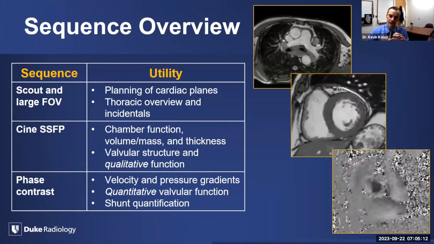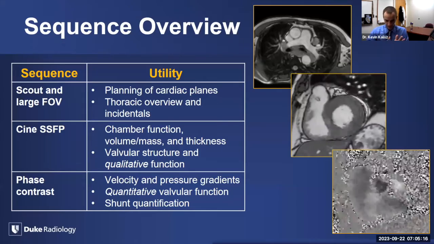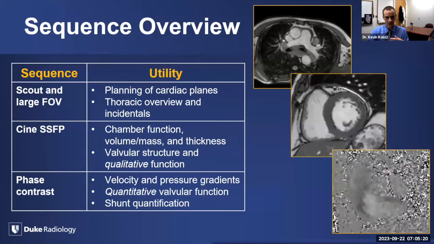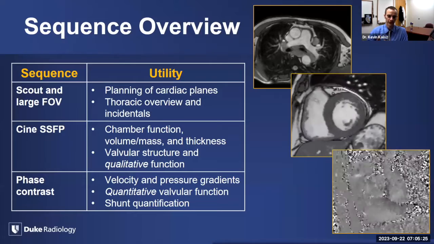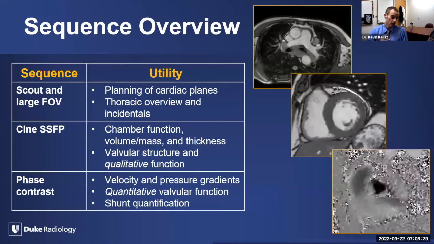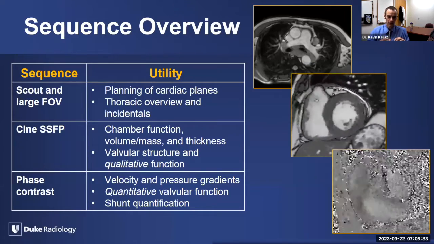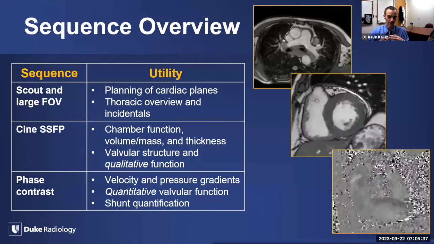Cine SSFP, or steady-state free precession. This is one of the most important sequences and really the workhorse of your cardiac MR exam, no matter what it's being done for. From this, we get chamber function and a lot of the quantitative parameters that we get at cardiac MR: volume, mass, and thickness. We can do some qualitative evaluation, particularly of the valves. We're not going to discuss valves too much here, but we will touch a little bit on it, because we can get qualitative information about valves.